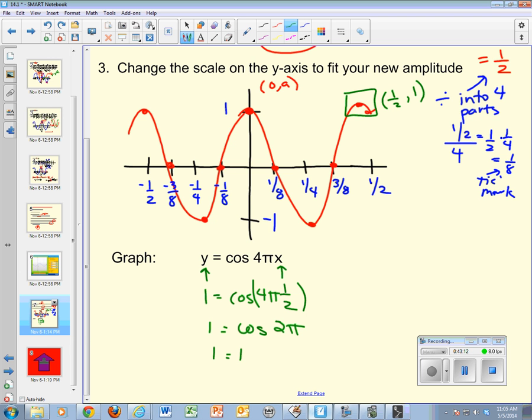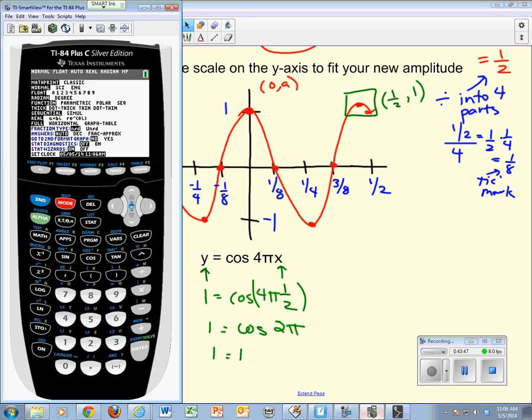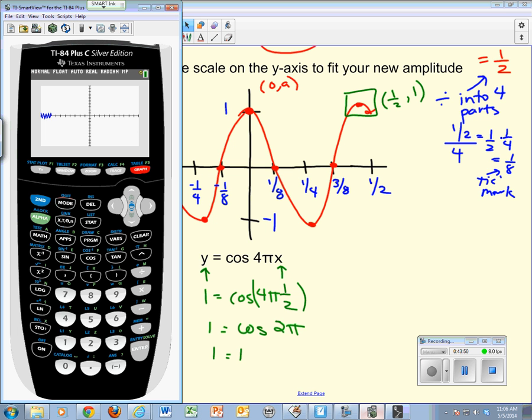We also can plug it into our calculator. So let's do that. Grab your calculator. Go to your y equals and plug in cosine of 4 pi x. And then before you graph it, make sure you're in radians. Everybody do this with me. You need to know how to graph it on your calculator. Everybody's in radian mode, because all the angles that we're giving right now are in radians. And then if you go to your graph, it's going to look crazy. It's not going to look anything like what we just graphed. Why?